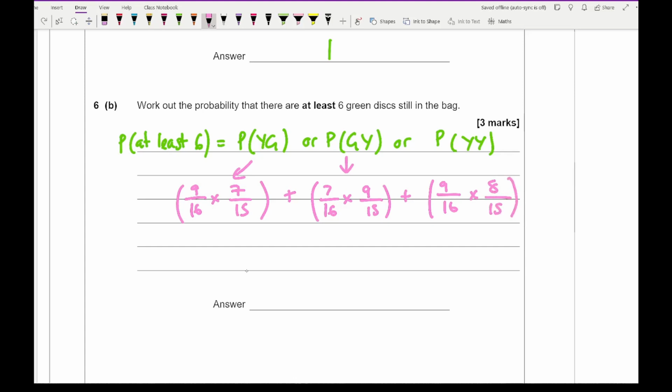And if I plug that straight into my calculator, I'm going to get 63 over 240 plus 63 over 240 plus 72 over 240. Add the numerators together and I get 198 over 240, and that should simplify, and it does simplify to give me 33 over 40.